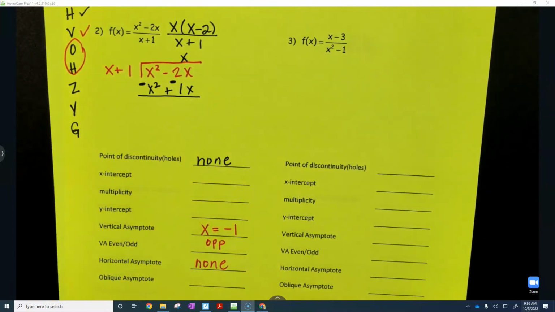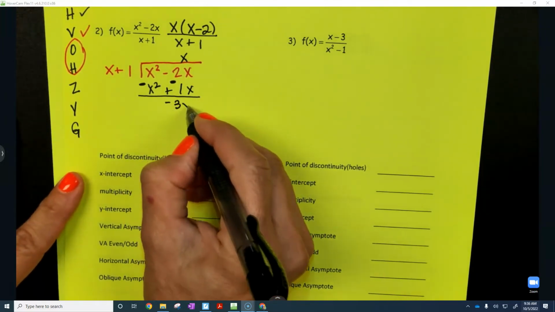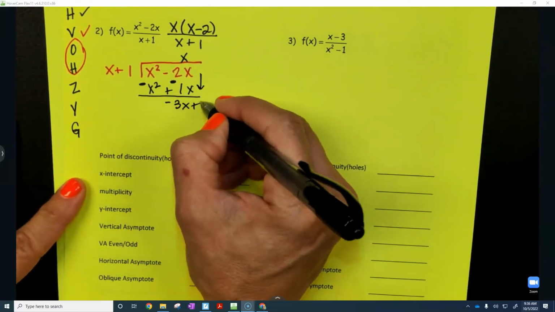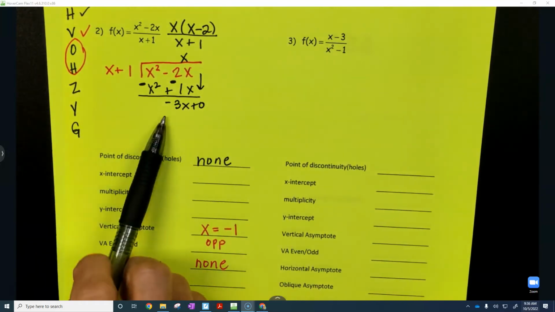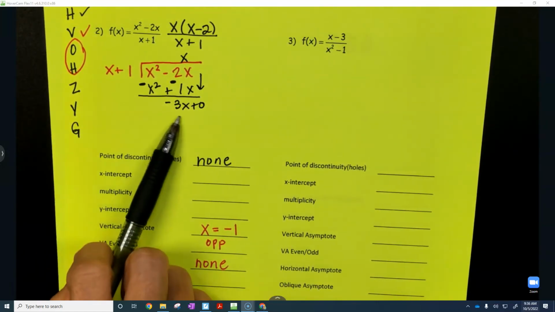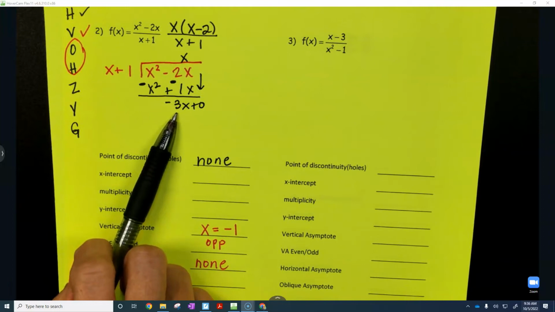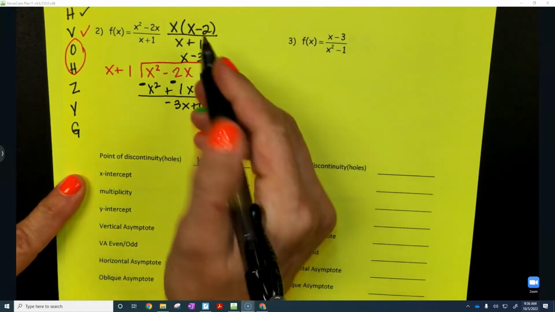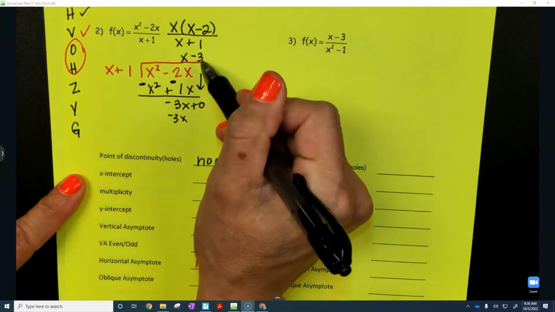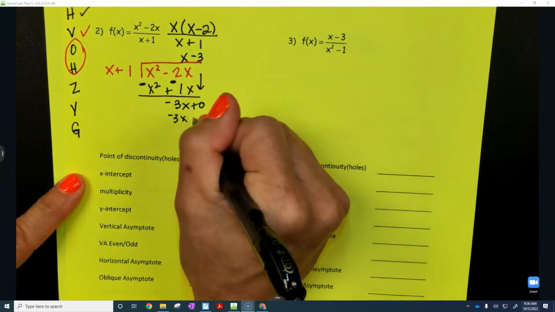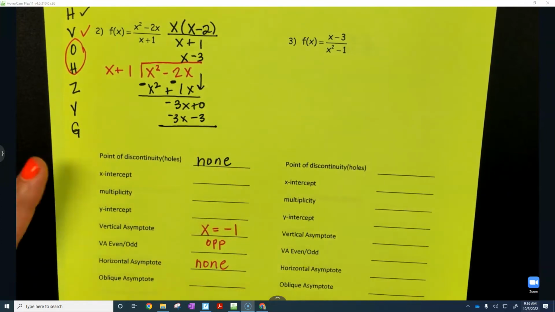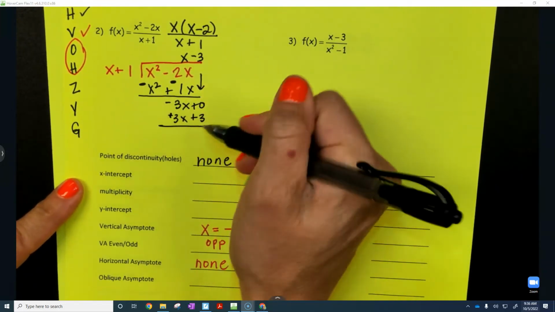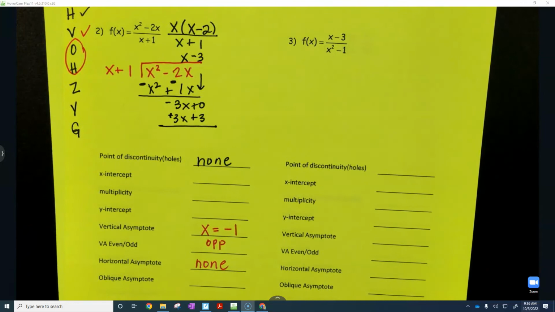X squareds cancel out. And then, y'all, that -2x and -1x is now -3x. I don't have anything to bring down. But, y'all, I can still make x look like that. What would I multiply that x by to make it look like that? Exactly. So write -3 up there. So -3 times x, -3x. -3 times 1 is -3. And then when you change the signs, I don't even care about the remainder. The remainder is 3.